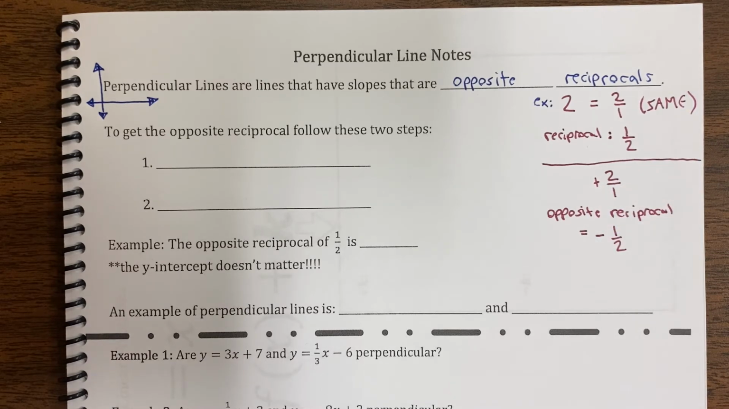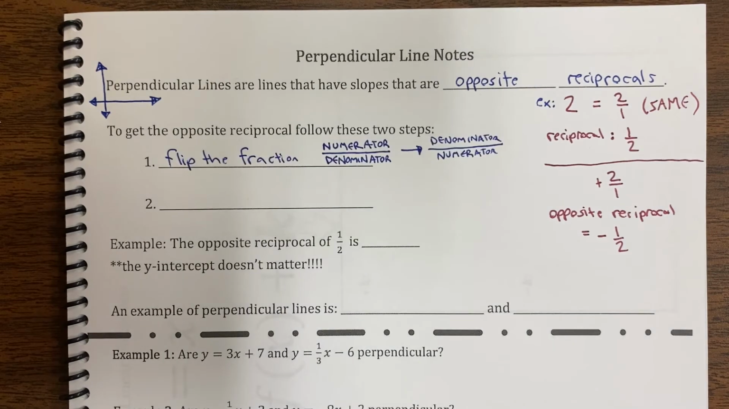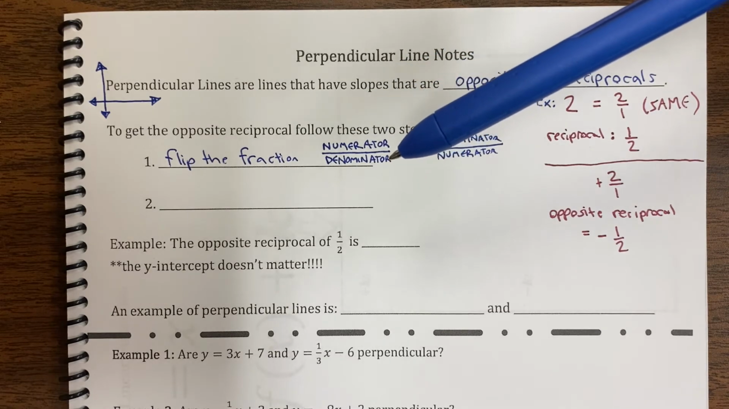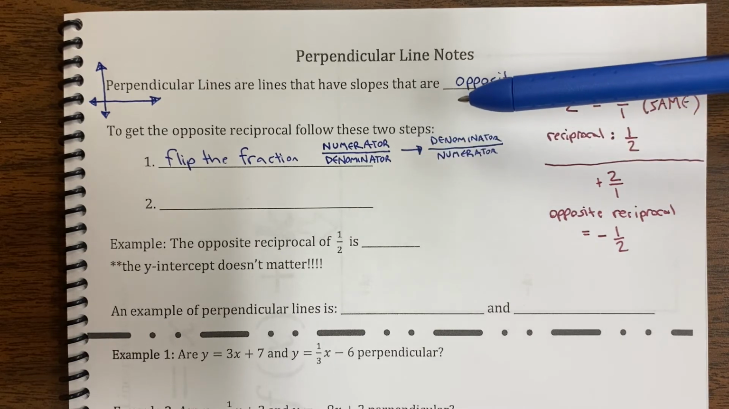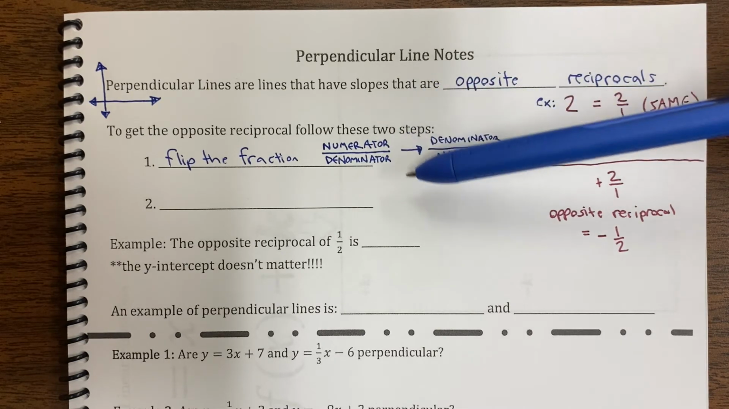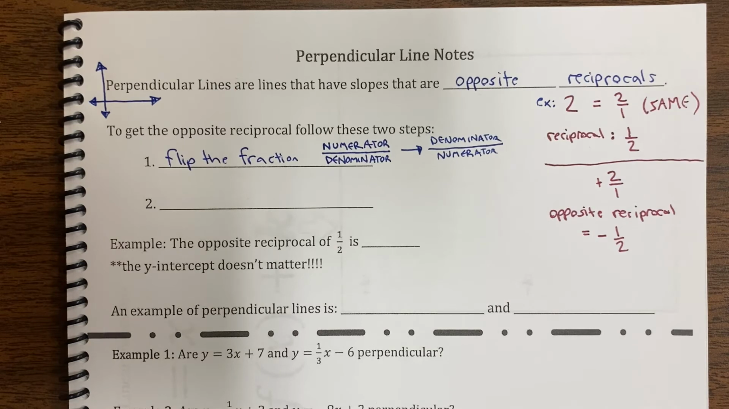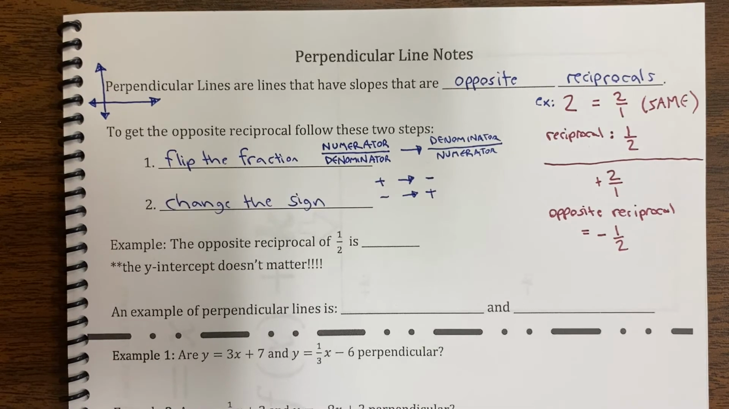So I take these two numbers, flip them, and I change the sign. That's an opposite reciprocal. So to get the opposite reciprocal, you're going to follow these 2 steps. The first one is to flip the numerator and denominator. Remember, in a fraction, the number on top is the numerator and the number on bottom is the denominator. So to flip the fraction, we're going to put the denominator, the bottom number, on top, and the numerator, the top number, on the bottom. Our second step is to change the sign. So a positive number would become a negative number, and a negative number would become a positive number.